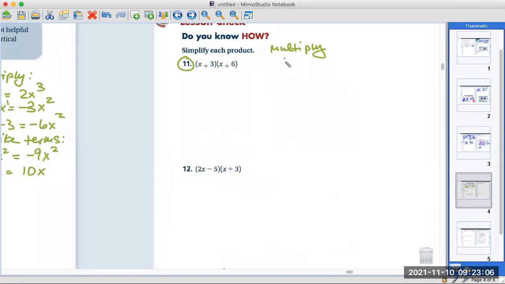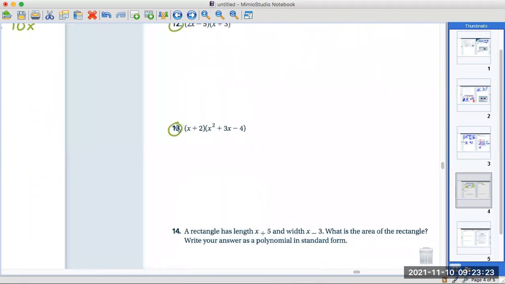Use box method, or FOIL, whichever one you like. Okay. Number 12. This is a bigger one, right? This is a big box. If you use the box method, you want to make it like that. The x plus 2 comes on this side, and then the x squared plus 3x minus 4 goes up here. So that would be binomial times a trinomial.